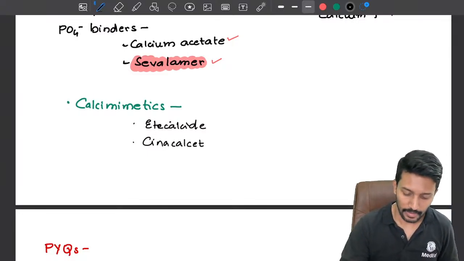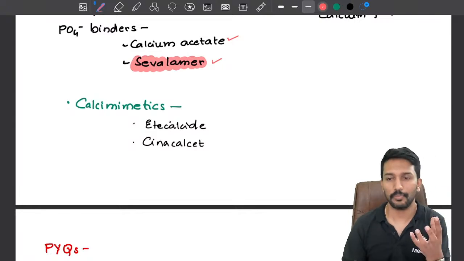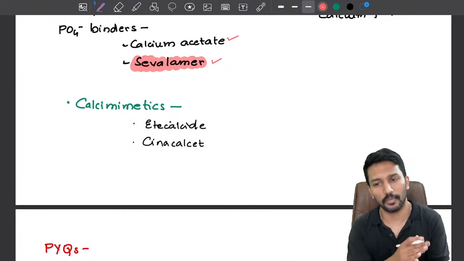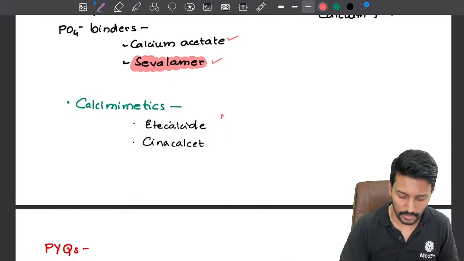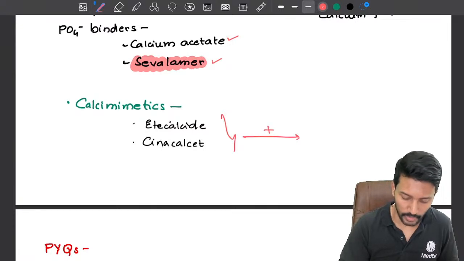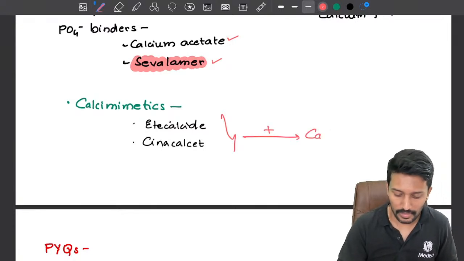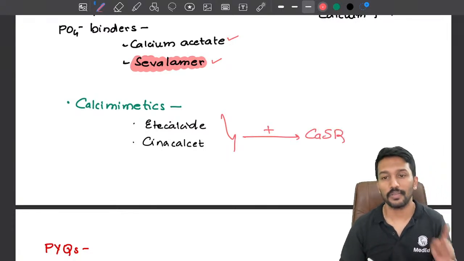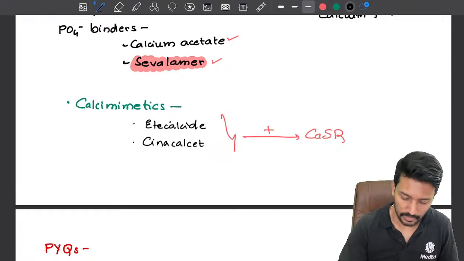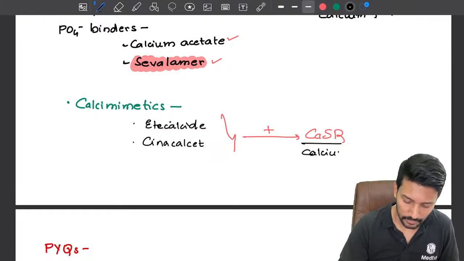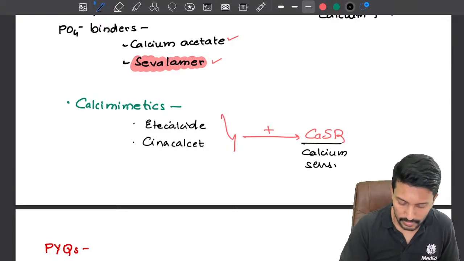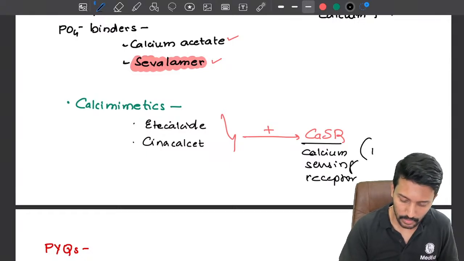So basically in the parathyroid gland there is a receptor which senses how much calcium is there in the blood. These drugs will actually stimulate that receptor. That receptor is called CaSR. CaSR stands for calcium sensing receptor. This is present on the parathyroid gland.